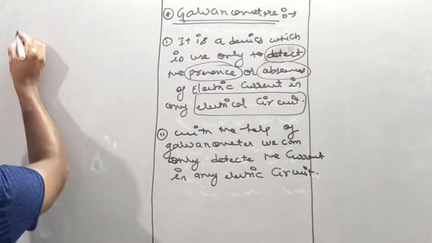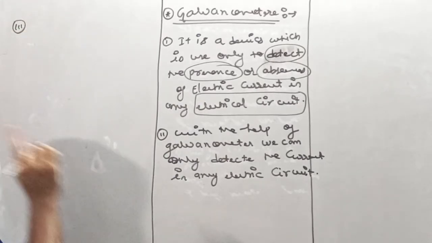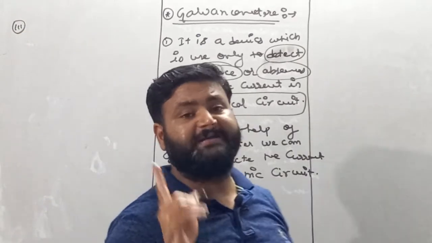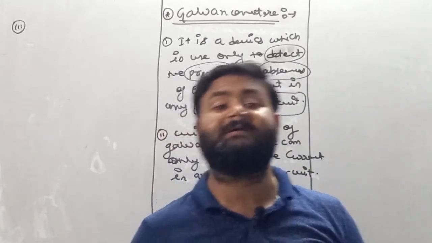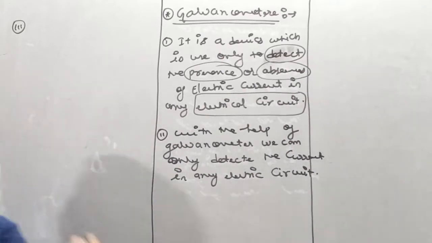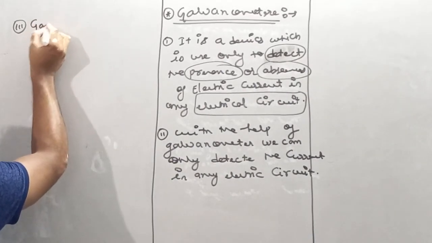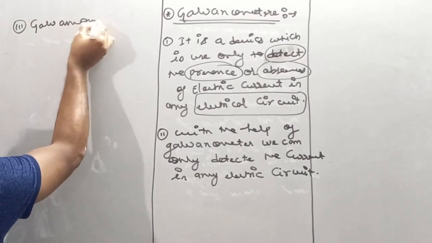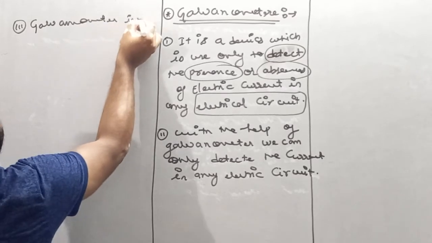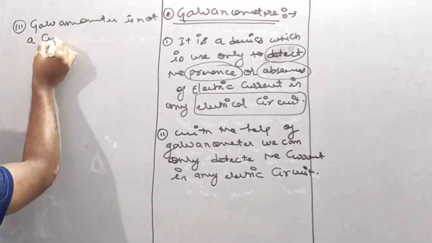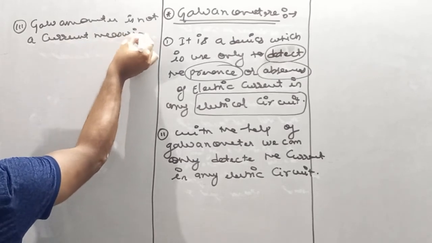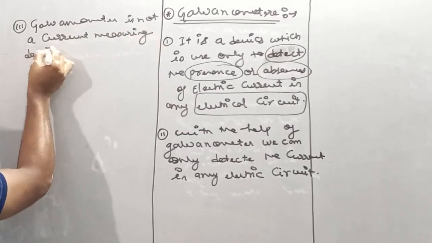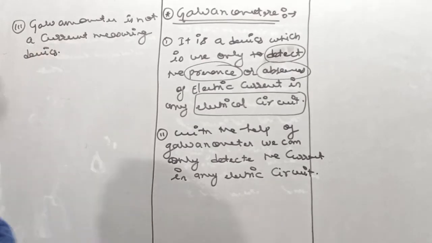Now I'll write the next point, which is again very important. You have to remember this thing: galvanometer is not a current measuring device. It is only a current detecting device. So I am writing here the third point. Galvanometer is not a current measuring device.